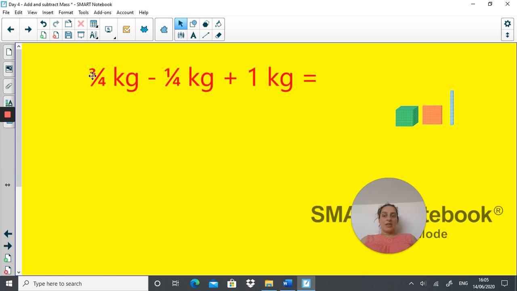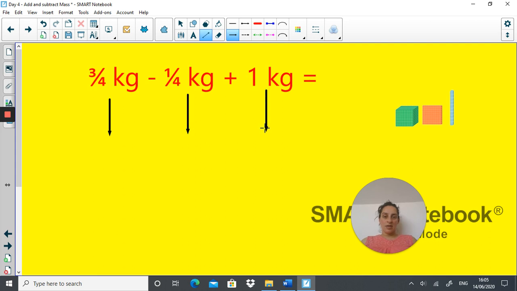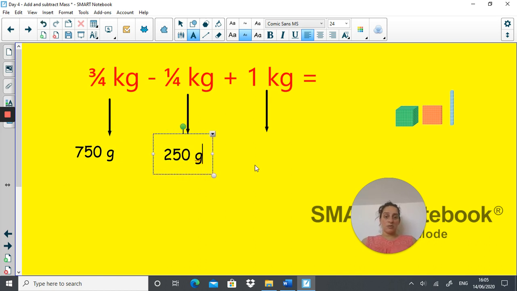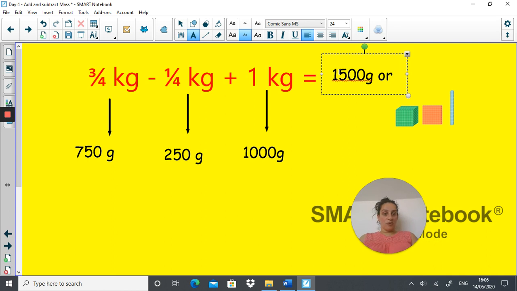And now we have 3/4 of a kilogram, take away 1/4 of a kilogram, plus 1 kilogram. To make this easier, it would help if we converted these all into grams. So let's convert them all into grams first. 3/4 of a kilogram, as we know from previously, is 750 grams. 1/4 of a kilogram is 250 grams, and 1 kilogram is 1,000 grams. So 750 take away 250 is 500. Add 1,000 is 1,500. The answer here is 1,500 grams, or 1 kilogram and 500 grams. So good job, you got that right.